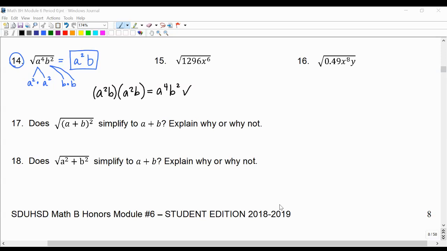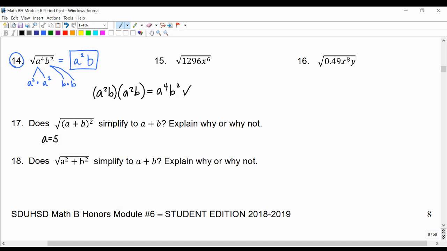And the final thoughts on this lesson are these two error analysis problems about whether we can do this, and a word of warning for maybe future problems in the lesson. So the first one says, does the square root of the quantity a plus b squared equal a plus b? We'll just test or pick some values.